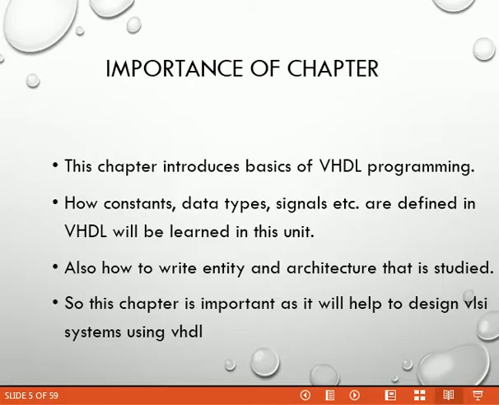Now, what is the importance of this chapter? As this chapter introduces the basics of VHDL programming, that means what the different constants are, how they are defined in VHDL programming, what the different data types are, what the different types of signals are, how they are defined in VHDL programming, that will be learned in this unit. And that is why you will be able to write entity and architecture, which are the main parts of VHDL programming, after learning this, and that's why you will be able to design VLSI systems using VHDL programming. And that is the importance.